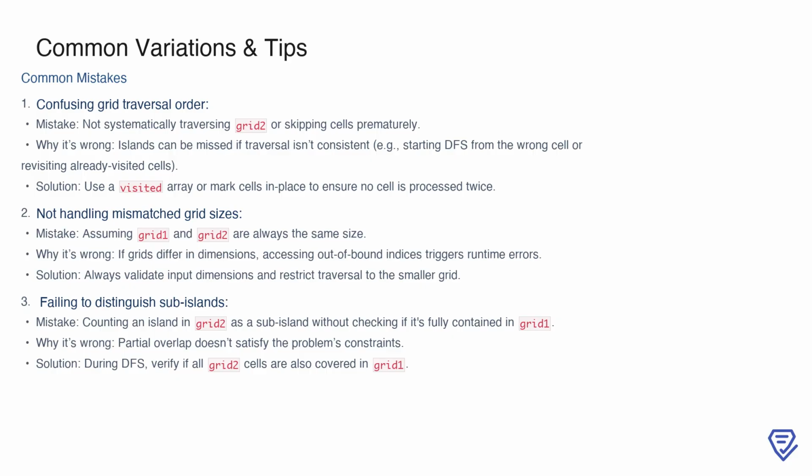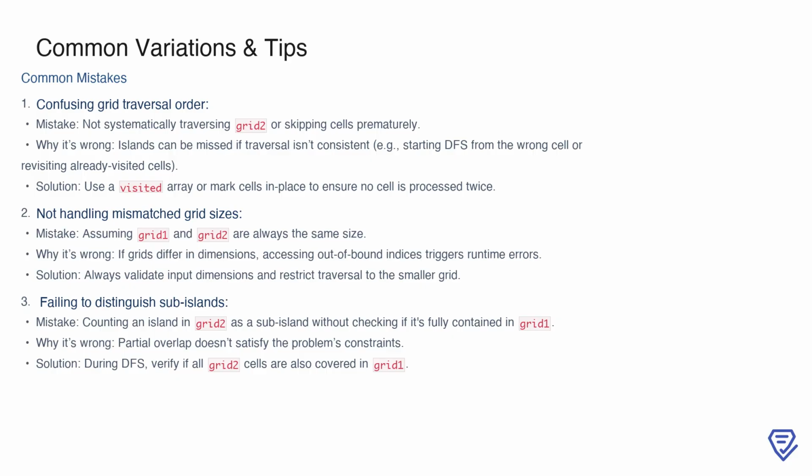Another error occurs when mismatched grid sizes are not accounted for. If you assume grid 1 and grid 2 are the same size, you might inadvertently access out-of-bound indices, leading to runtime errors. Always validate the dimensions of the grids and ensure traversal is within the bounds of both.